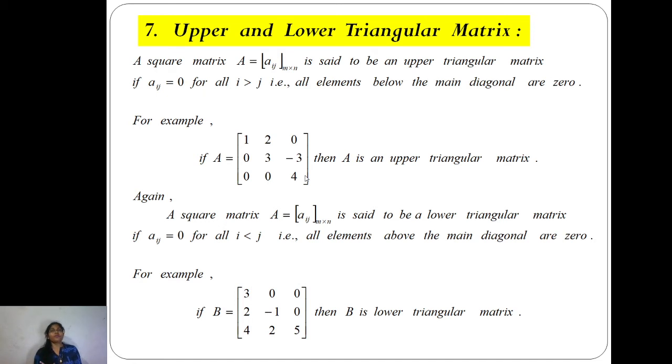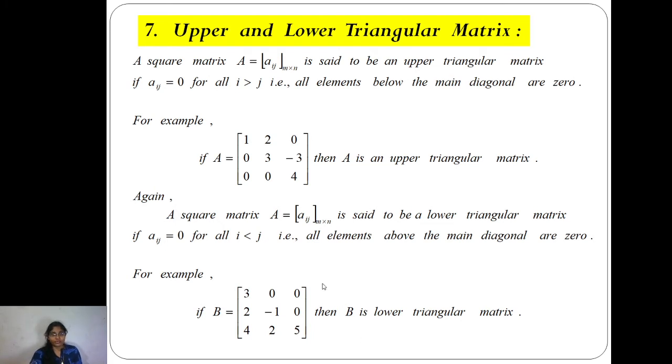All elements above the main diagonal must be 0, but all elements below the main diagonal may be 0 or non-zero. This is the lower triangular matrix. For example, capital B equals 3 0 0, 2 minus 1 0, 4 2 5. Then B is a lower triangular matrix.